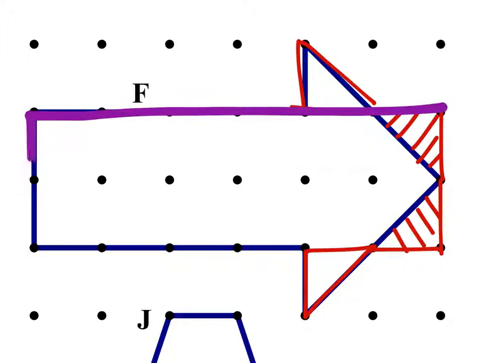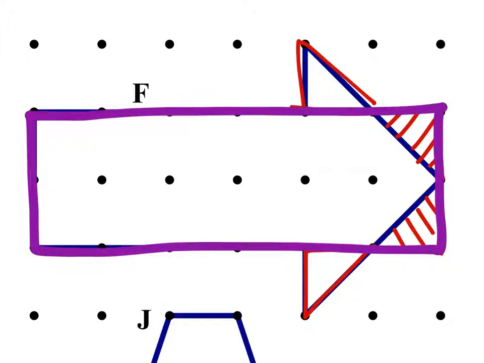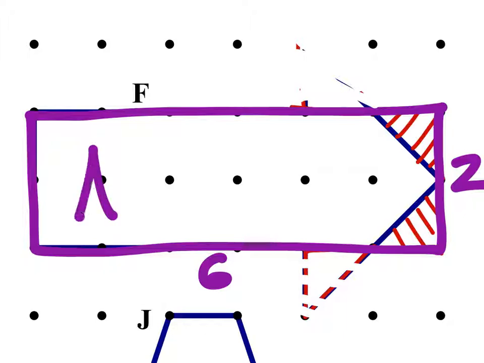We like to find the area of rectangles. Actually, it's better than a triangle, right? Because I took off these parts right here. So the dimensions of these, it looks like 1, 2, 3, 4, 5, 6. It's a 6 by 2 rectangle, so the area is 12 square units.